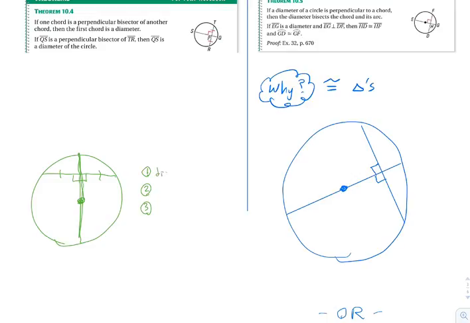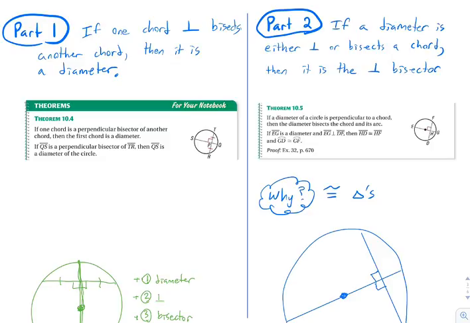So if you know that it is a diameter and that it is perpendicular to a chord, then you know it's the bisector. Or vice versa. If you have a perpendicular bisector, then you know it's a diameter. Or if you have a diameter that is a bisector, then you know it must be perpendicular. Okay, and that sounds a little funky, so let's go through one at a time.